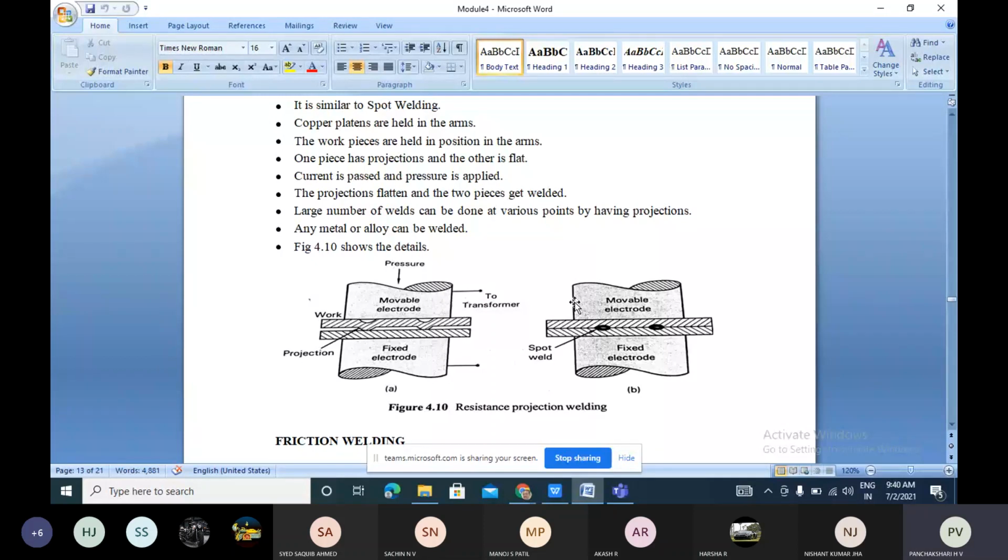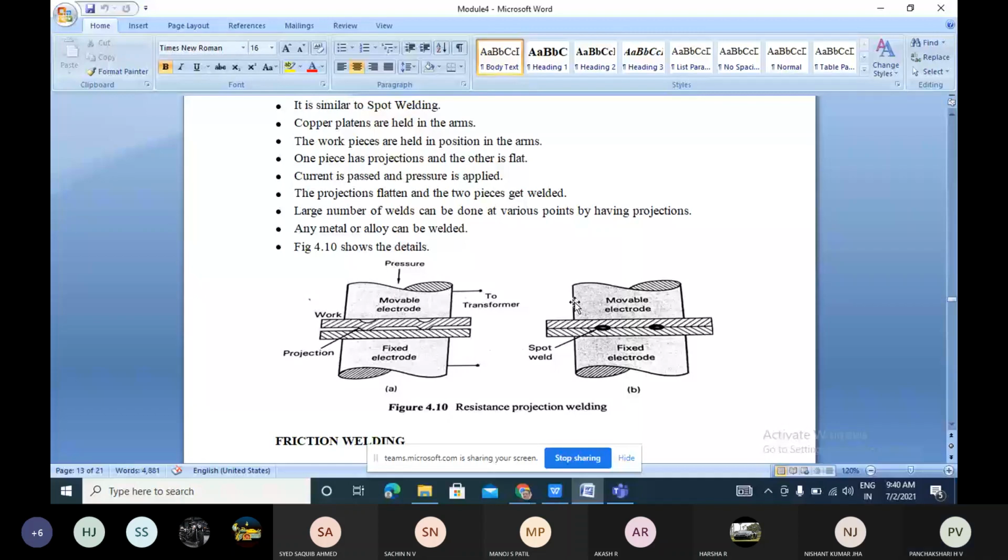Spot welding means that only at a few locations, wherever required, we perform the welding operation. Projection welding is also very similar to spot welding, but out of the two parts, one part will have projections and the other part will be flat.